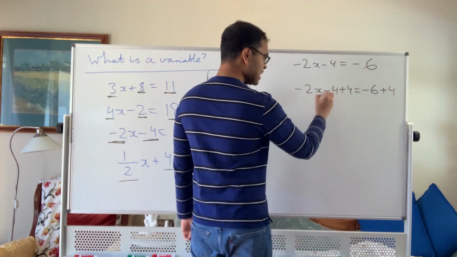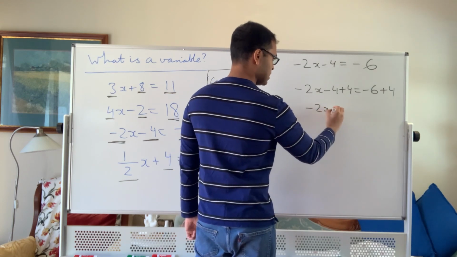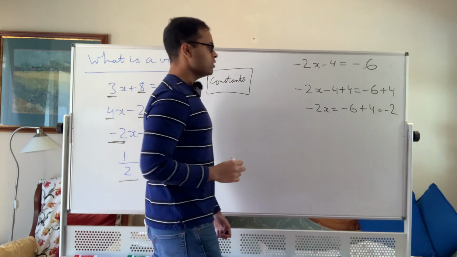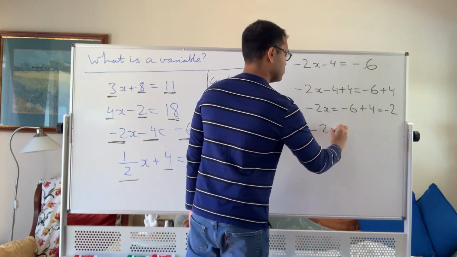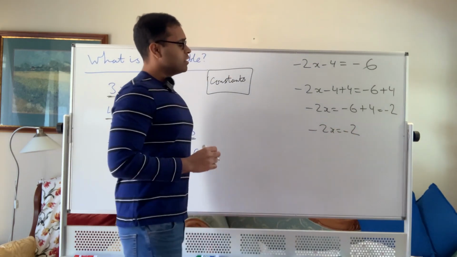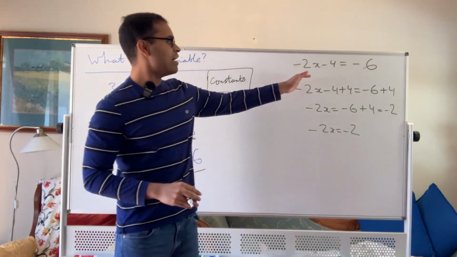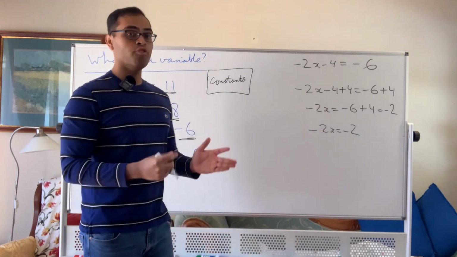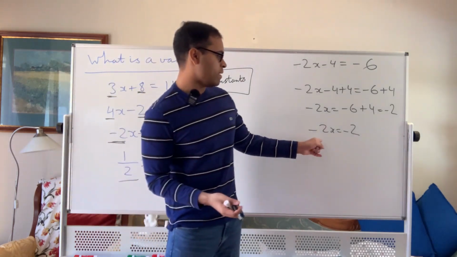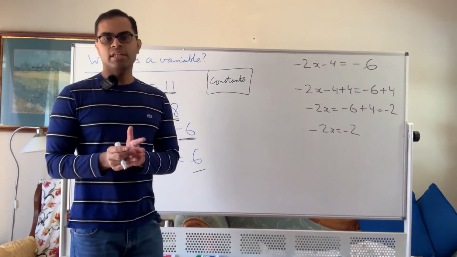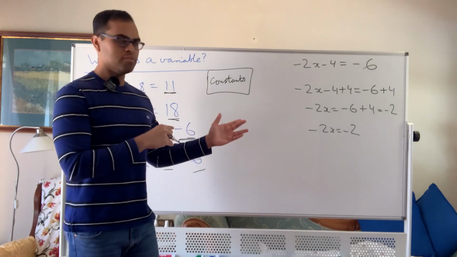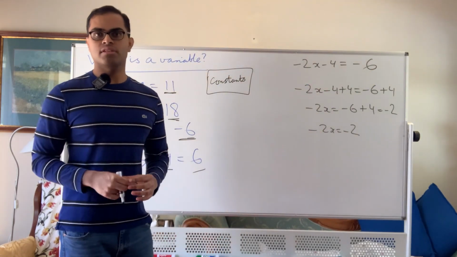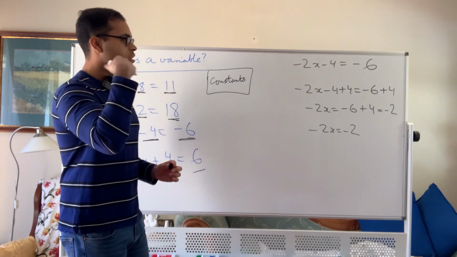Now minus 4 plus 4 is 0, so you get minus 2x is equal to minus 6 plus 4, which is equal to negative 2. So minus 2x is equal to negative 2. Now here I've sort of bypassed something. Earlier I used to say that minus 2x minus 4 is negative 6, therefore minus 2x is 4 more than negative 6, and that means minus 2x is negative 2. But I didn't repeat that this time, because I just want to show you that you can follow the process to solve these equations. You don't have to always think backwards.